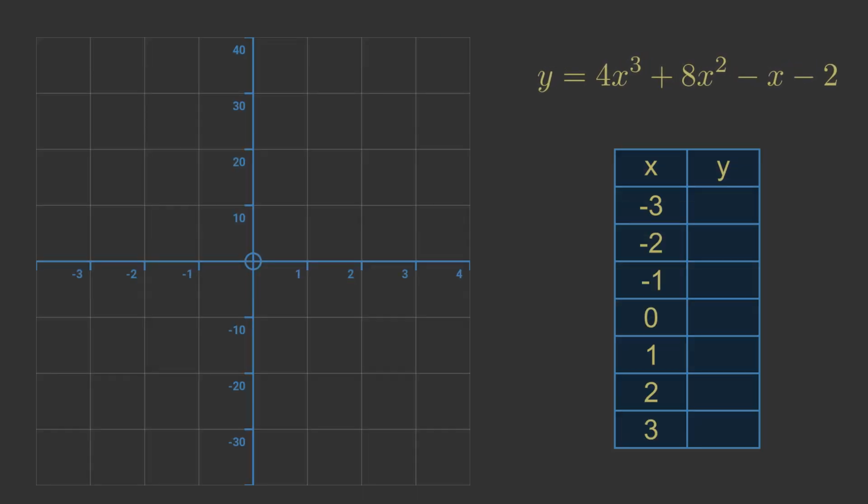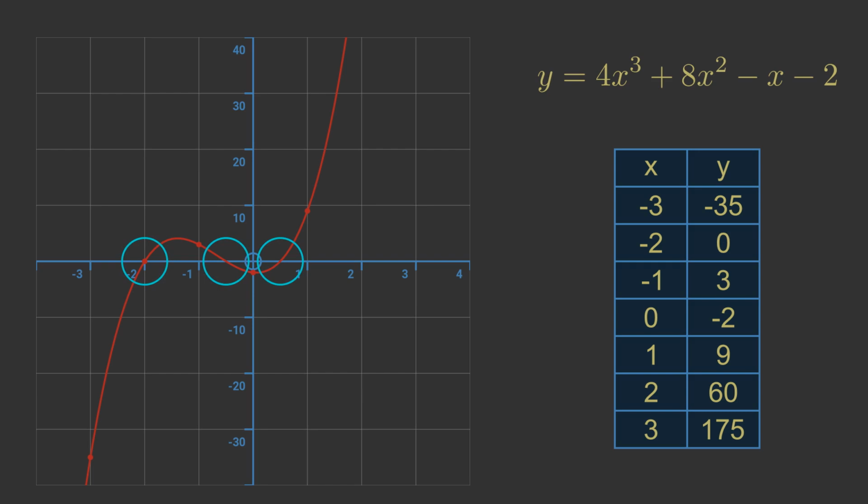Now we will look at a slightly more complex cubic formula. Y equals 4x cubed plus 8x squared minus x minus 2. Again, we will calculate the values and fill in the table. We simply substitute each value of x from minus 3 to plus 3 into the formula and calculate the y values. Once again, we join the points with a smooth curve. This curve has a different shape. It increases as it moves from left to right, except for the region x equals minus 2 to x equals 1, where it dips before increasing again. This curve crosses the x-axis in 3 different places.